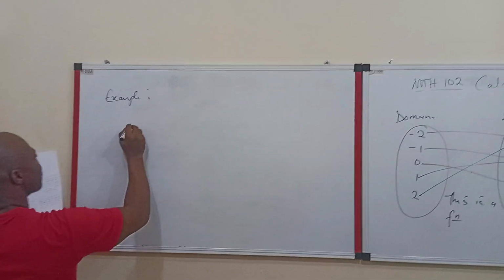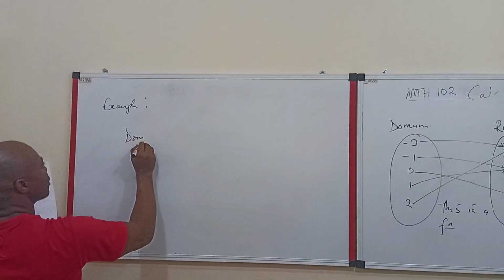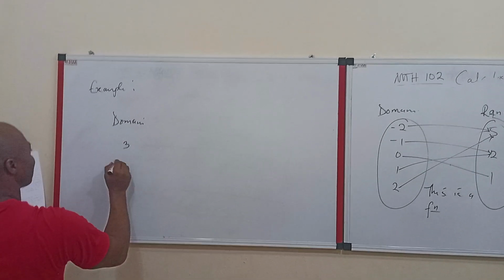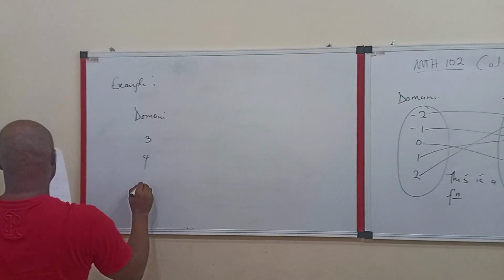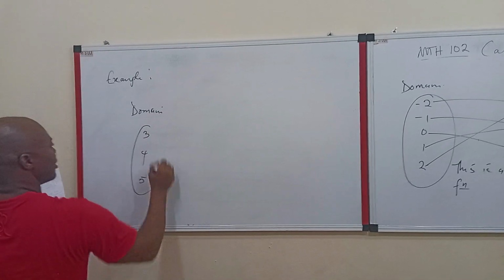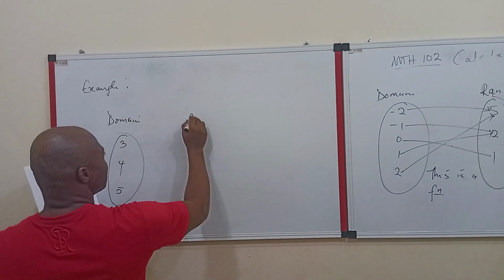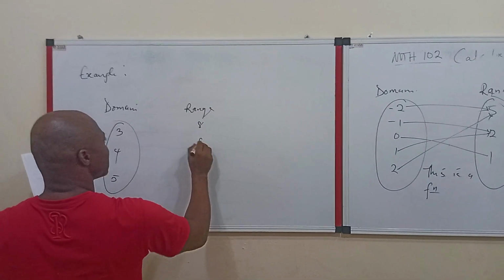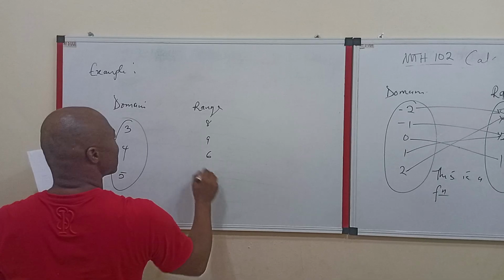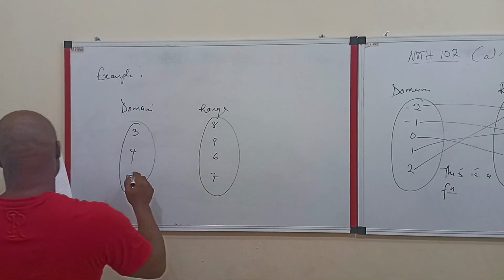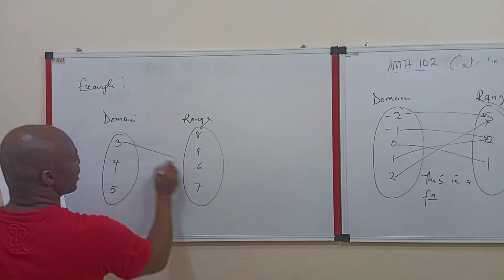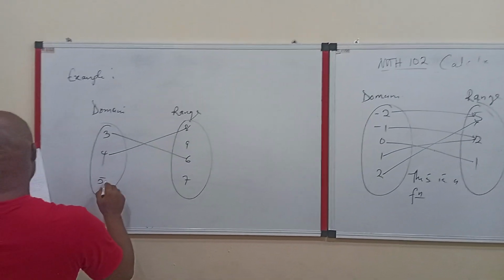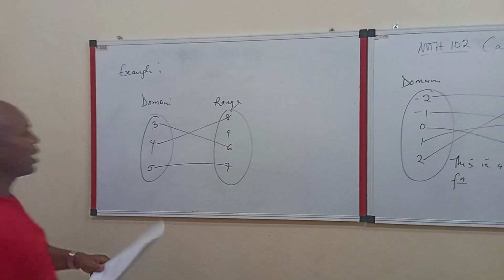Another example. In this one, let's say this is the domain. We are not going through the computation stage, but we have 3, 4, and 5 in our domain. And for the range, we have 8, 9, 6, and 7. This kind of thing where 3 is mapping to 6, 4 is mapping to 8, and 5 is mapping to 7.